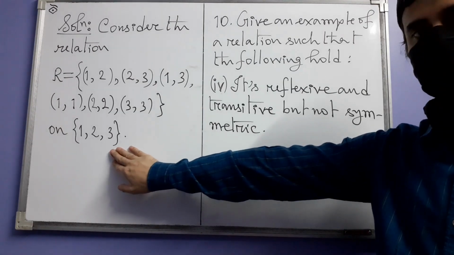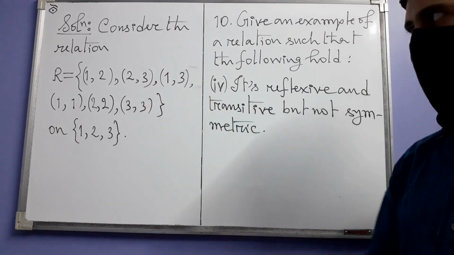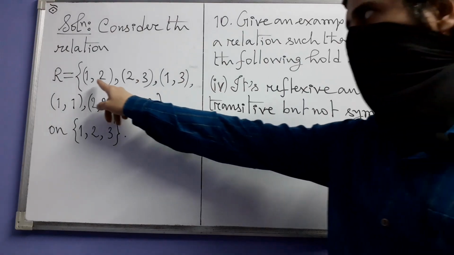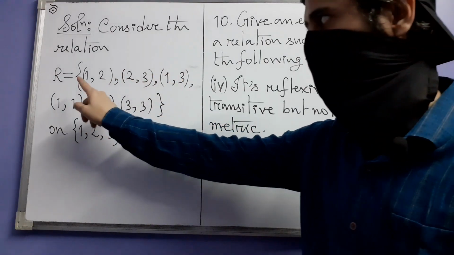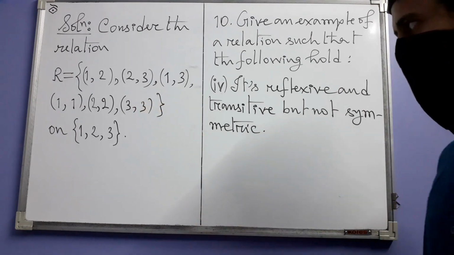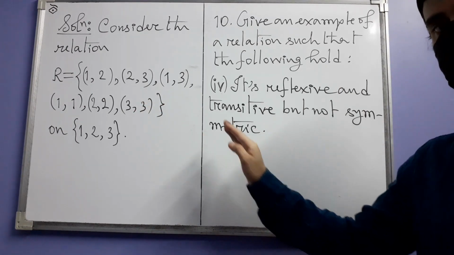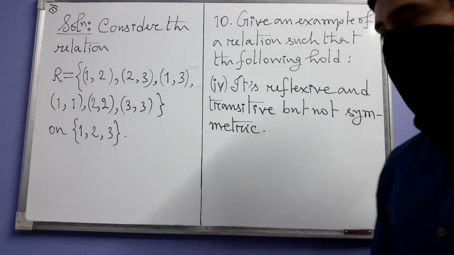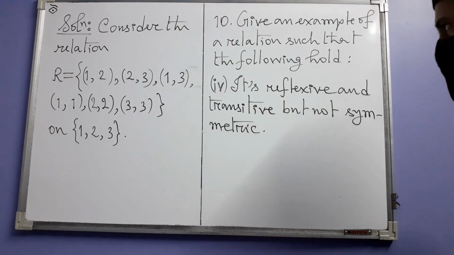So on that same set, this time we have taken this relation consisting of the ordered pairs (1, 2), (2, 3), (1, 3), (1, 1), (2, 2) and (3, 3). So the presence of (1, 1), (2, 2) and (3, 3) immediately tells us that the relation is reflexive. Okay, so reflexivity is there.